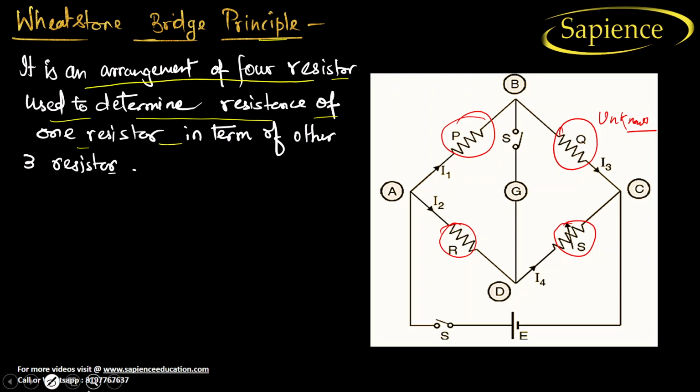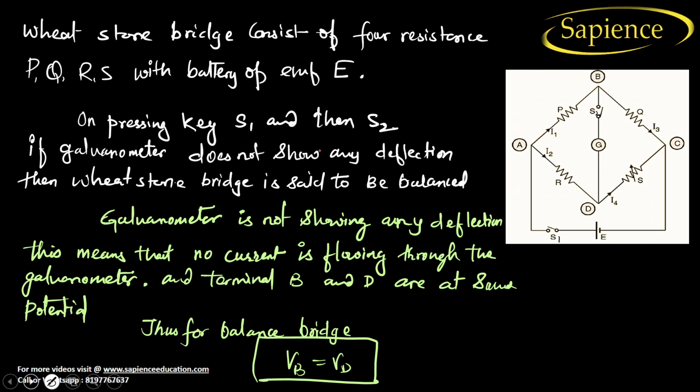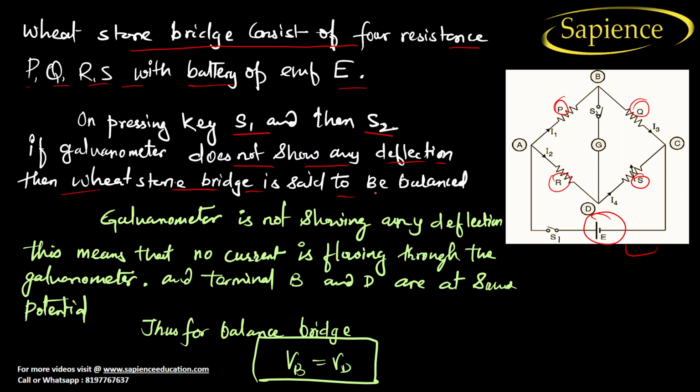Let us see. The Wheatstone bridge consists of four resistors P, Q, R, S with a battery of EMF E. See here, this is your battery of EMF E. Now on pressing the key of switch S1 and switch S2, if the galvanometer does not show any deflection, then the Wheatstone bridge is said to be balanced.